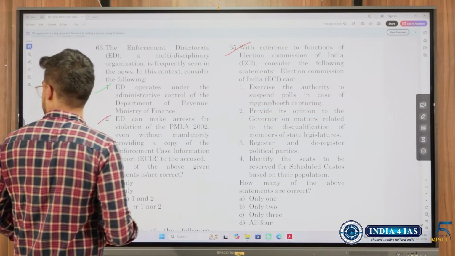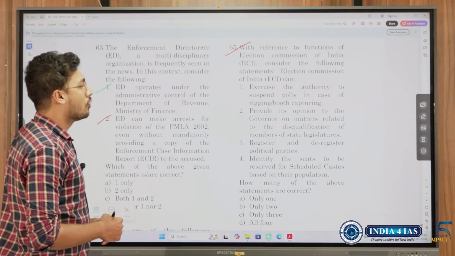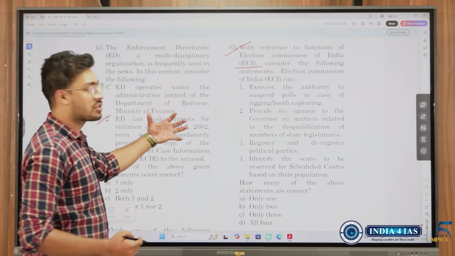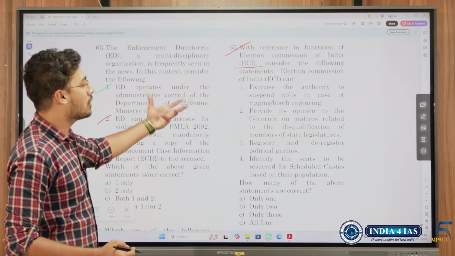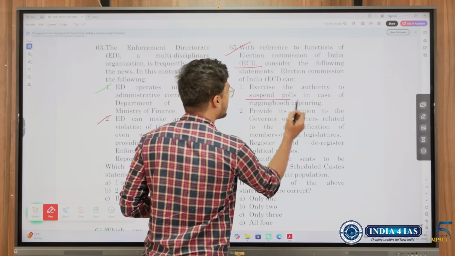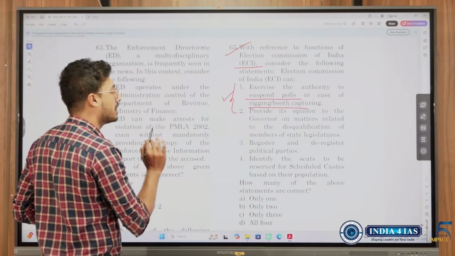With reference to functions of Election Commission in India. Okay, we'll move to the next question. With reference to functions of Election Commission of India, statements are given, functions are given. Which of the following are the functions of Election Commission of India? Exercise the authority to suspend polls in case of rigging. Election Commission has done so many times. It is a simple thing.